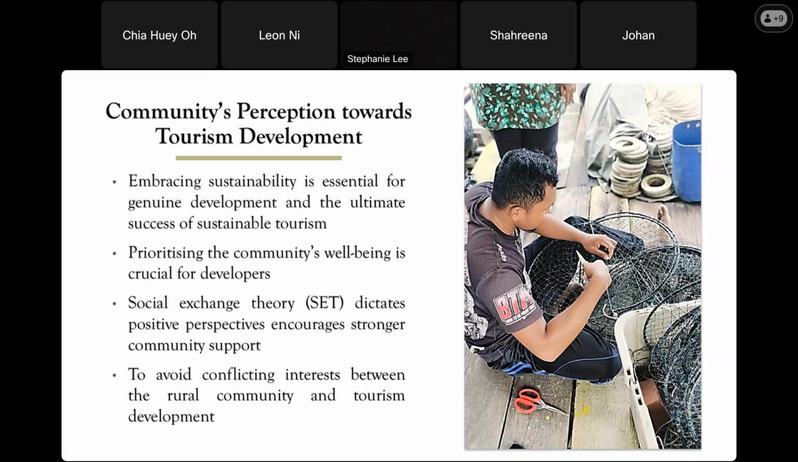for the tourism development. This support, in turn, lays the foundation of success for sustainable tourism initiatives. By empowering the community, not only does it contribute to sustainable tourism development, but it also serves as a preventive measure against any potential conflict of interest between the rural community and the goals of tourism development.